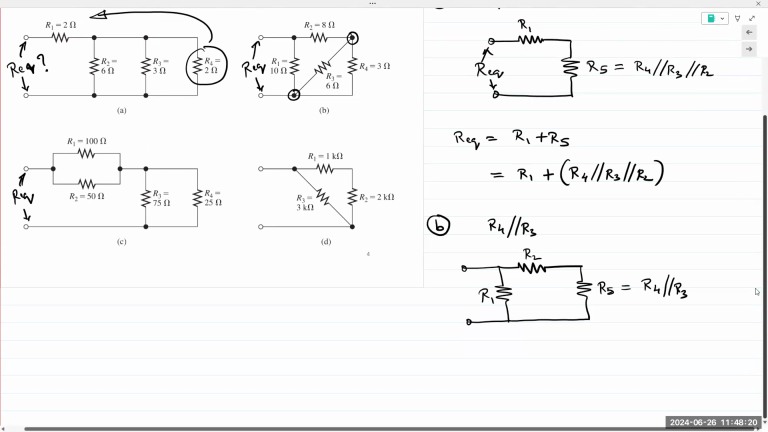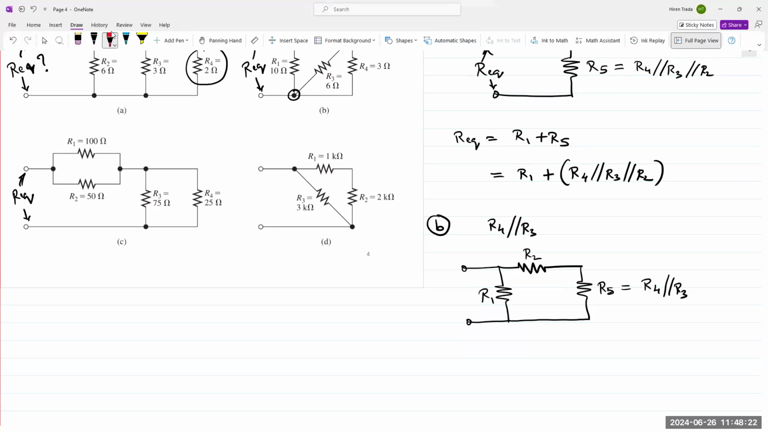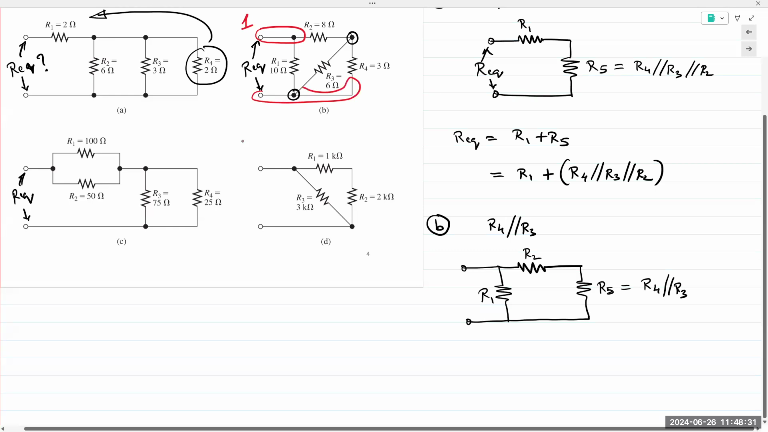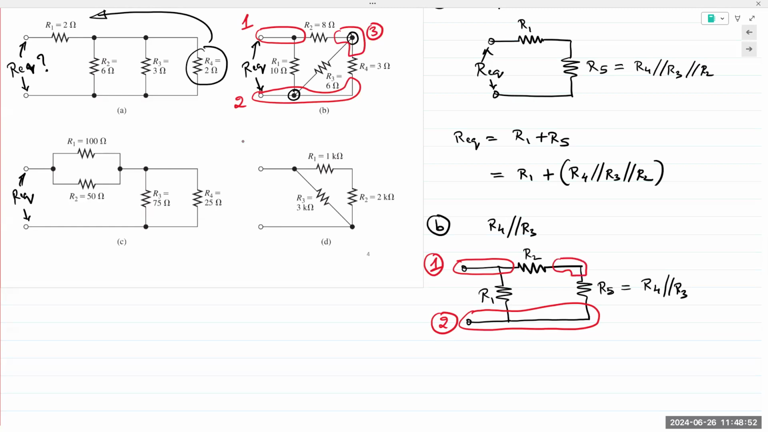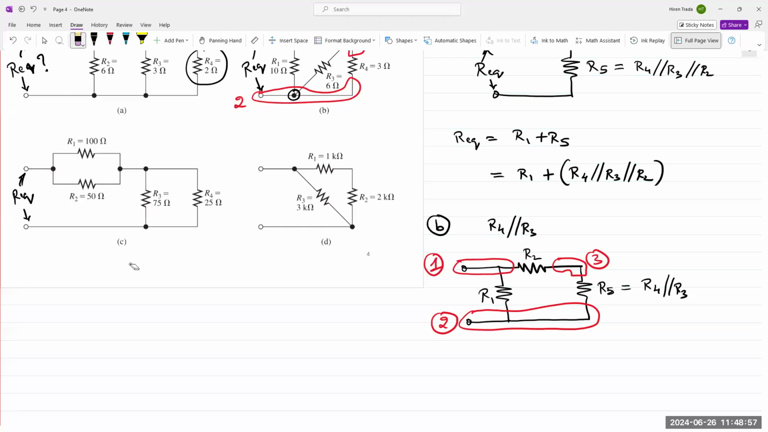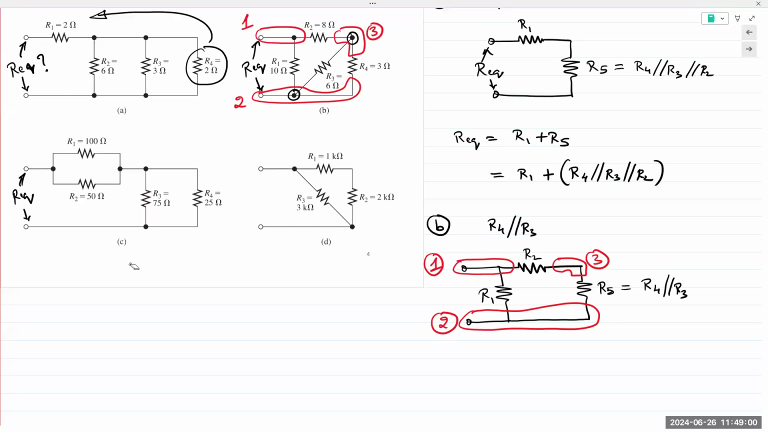And I'm going to label this node so it makes it clear. So this is one single node, call it 1. All of this is one single node, call it 2. So 1 is still here, and 2 is still here. Okay. And let's call this node 3. And this is node 3 right here. Okay, 1, 2, and 3.